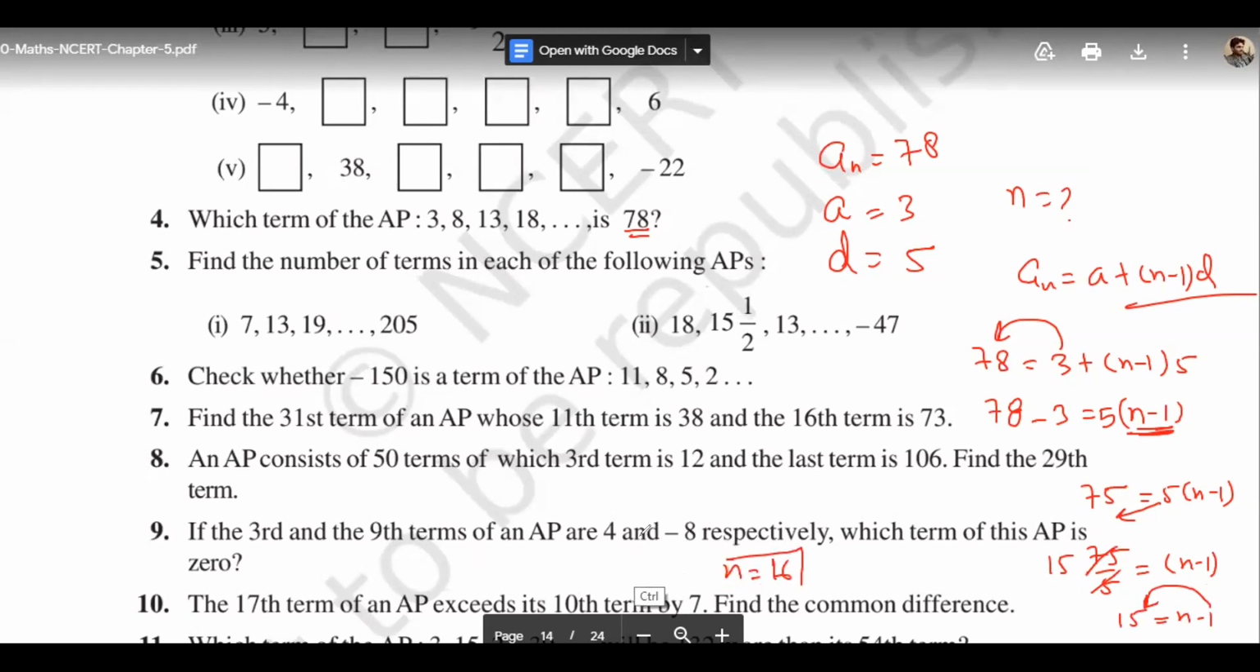Or you can also do this by multiplying first, you will get 5n minus 5 is equal to 75, then this 5 will come to this side, it will become 80 is equal to 5n, then 80 divided by 5 will again give 16. So the choice is yours, either you want to divide first or you want to open the bracket.